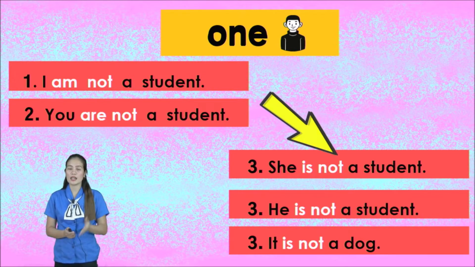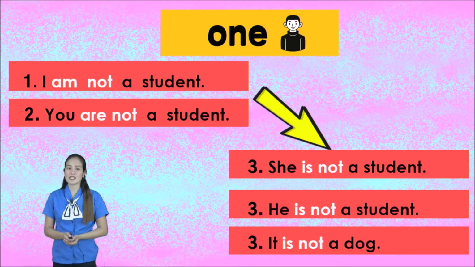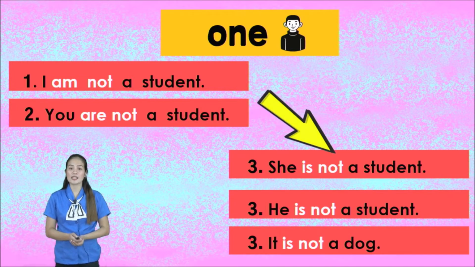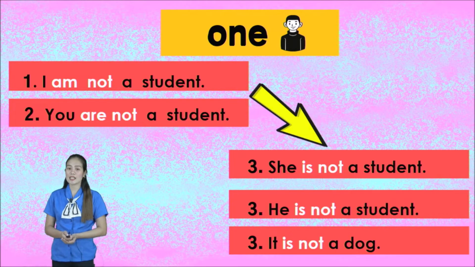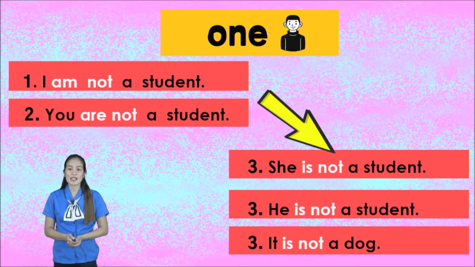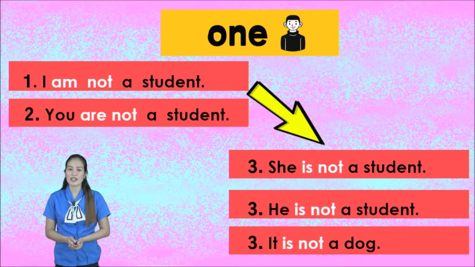Okay, like in our screen. I am not a student. You are not a student. She is not a student. He is not a student. It is not a dog.